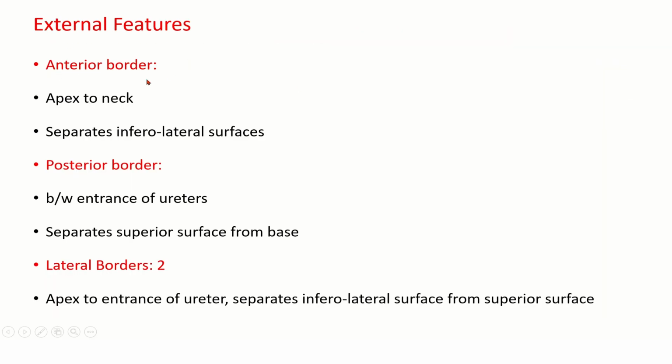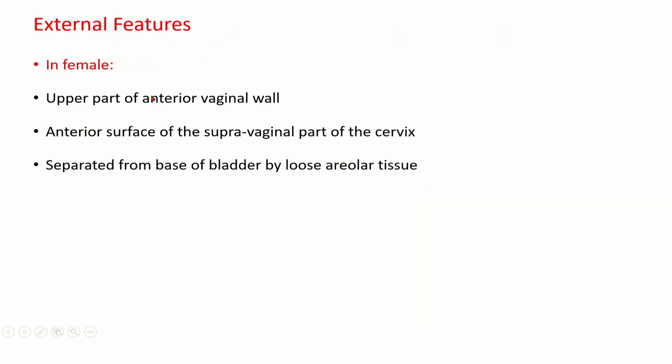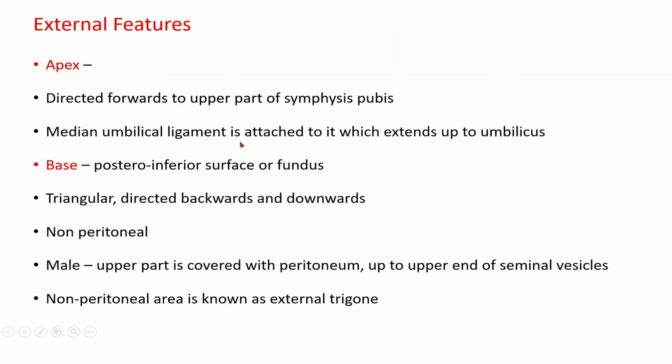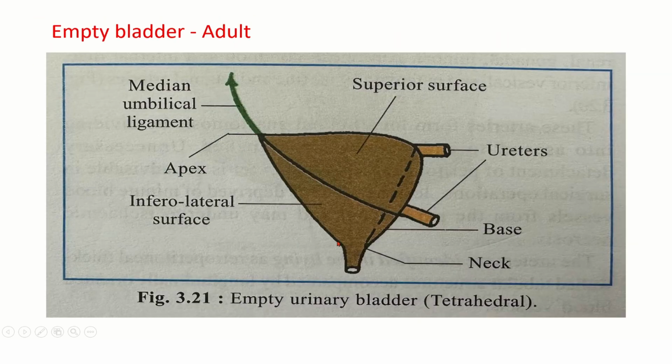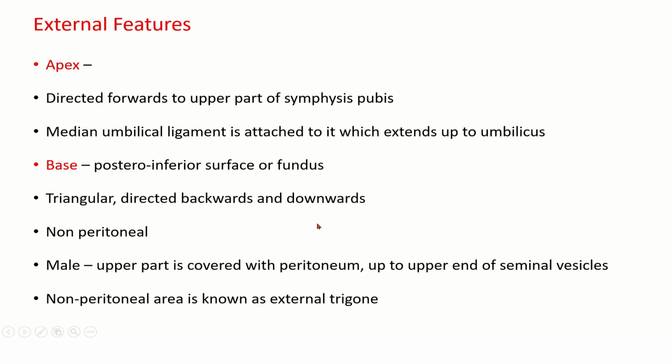Features: the anterior border extends from apex to the neck of the bladder. I have shown in the earlier diagrams. You can see here, the anterior border extends from apex to the neck. The posterior border extends between the two ureters. The lateral border extends from entry of ureter to the apex. And this anterior border separates two inferior lateral surfaces, whereas the lateral border separates the superior surface from the inferior lateral surfaces. The posterior border separates the superior surface from the posterior inferior surface of the base.